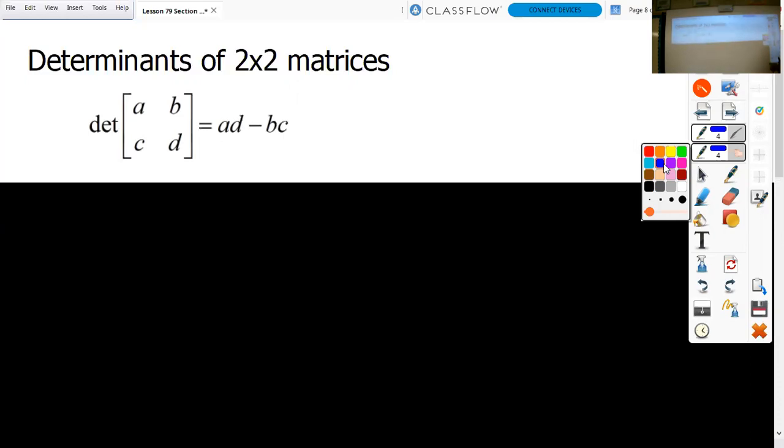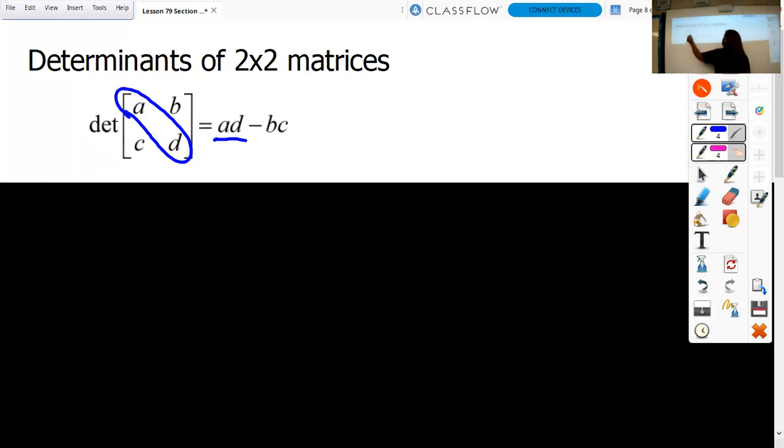So to find the determinant of a 2 by 2 matrix, it says if we have the matrix A, B, C, D, to find the determinant, we do AD minus BC. That is the first diagonal minus the second diagonal. So the determinant is just a number. You get a number. And what it does is it allows you to find the inverse.